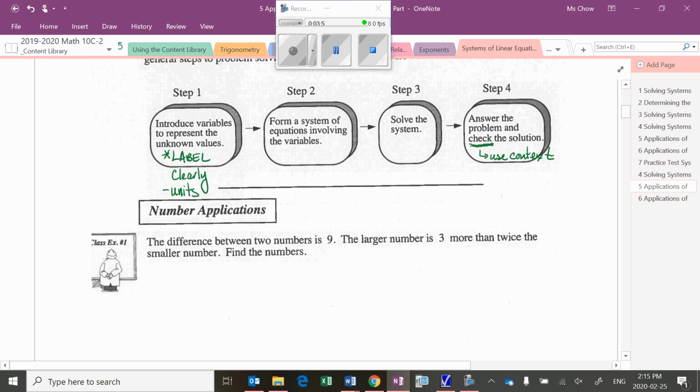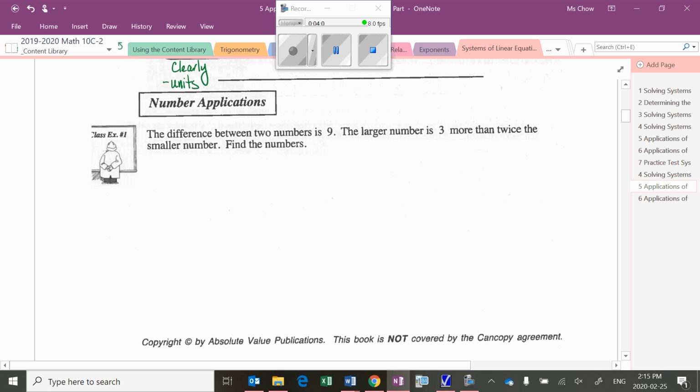Okay, let's take a look at a few examples they've got, a few different assorted types. Number applications. These are probably a little bit contrived, but let's just go with this. The difference of two numbers is 9. The larger number is 3 more than twice the smaller number. Find the numbers. We've done similar questions like this last year, and we used one variable. Theoretically, using two numbers should be a little simpler.